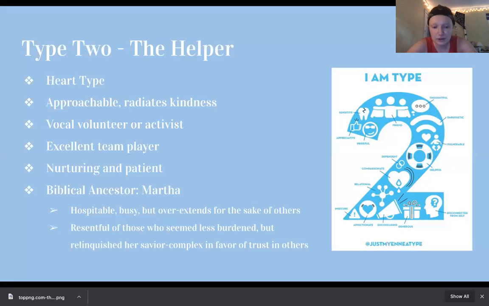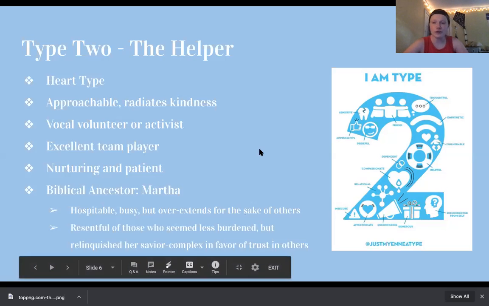Usually open and popular, givers find themselves in a variety of groups and are liked by many. Their encouraging and supportive nature draws in people from all stages of their lives. This is a heart type. So again, they lead really strongly with their emotions.